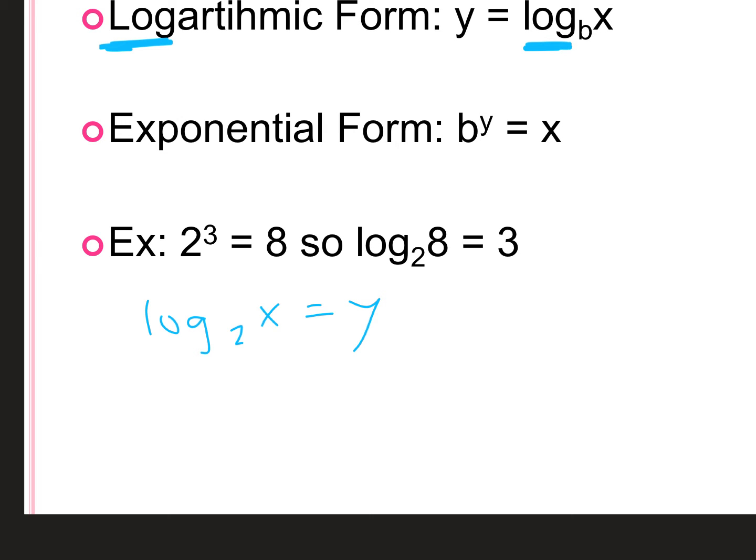I always start with the base, which would be what? 2. So I always start with the base. That's going to be my big number. And then the other two numbers switch positions. So it would be 2 to the power of y is equal to x. So you always start with the base. That's going to be your big number. And then the other two just flip. So notice here that it looks kind of like 2 to the power of x. It's never going to be the same thing when you put it in exponential form. That x isn't going to be connected to the 2 anymore. It's going to be the y.